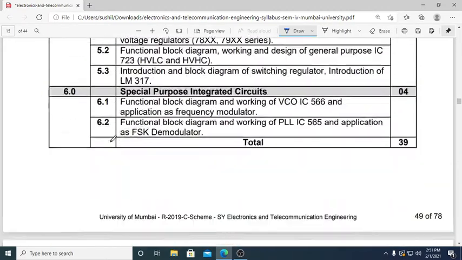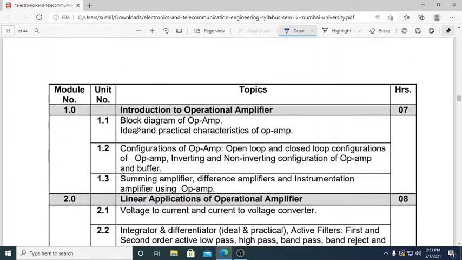There are 6 modules. The first module is the introduction to the operational amplifier. In these 7 hours, we have to see the block diagram, the ideal and practical characteristics of the op amp, then configurations like open loop and closed loop, inverting and non-inverting configuration of the op amp, and the buffer. The ideal and practical characteristics are very important.